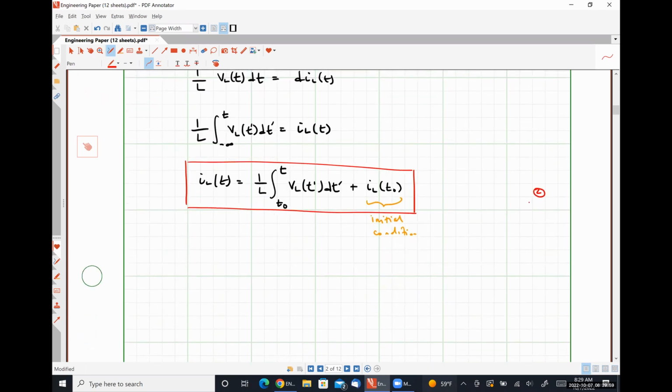Now, we'll develop a couple of more. So the power that's absorbed by an inductor is, by definition, the current flowing through the inductor multiplied by the voltage drop across the inductor. Power is always equal to voltage times current.